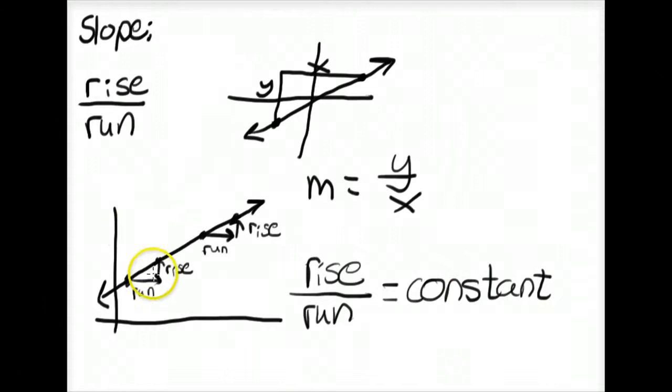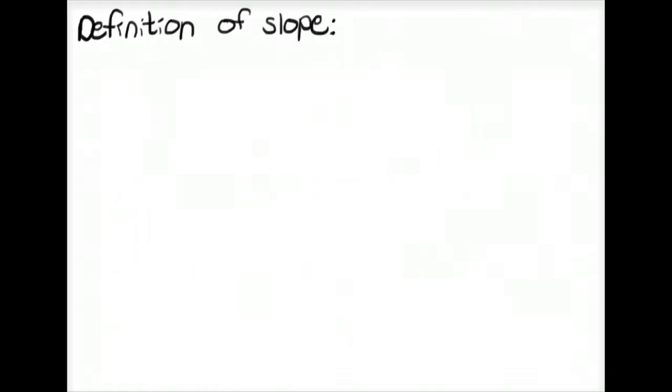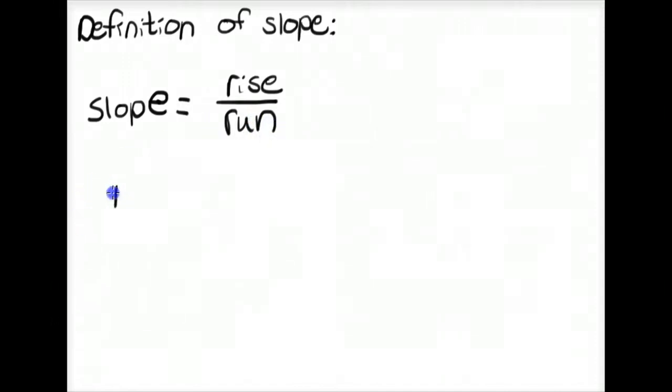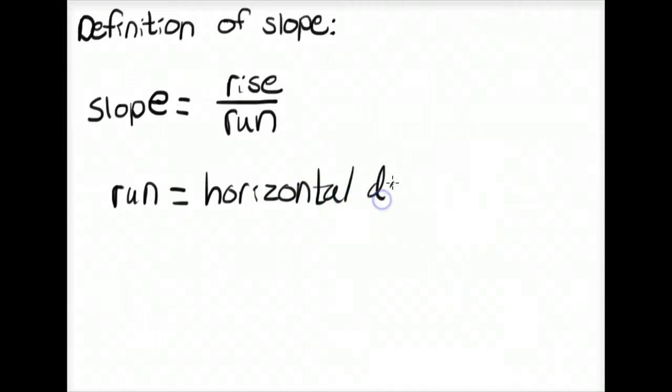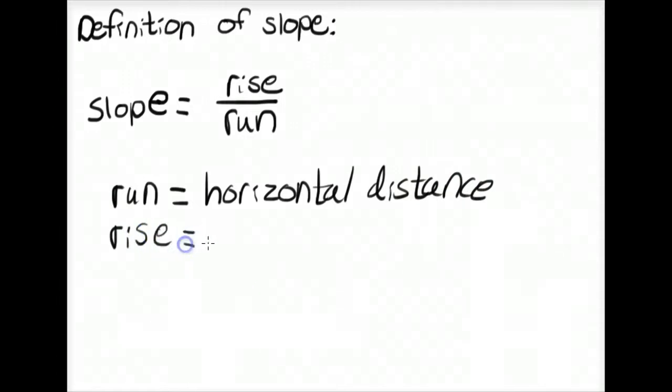The reason that they're similar triangles, remember, is because this is a right angle right here. And because this is a linear function, the angles right here are also going to be equal. For that reason, they're similar, and that makes the rise over run a constant. So this leads us to the definition of slope, which is that slope equals the ratio of rise over run, where the run is the horizontal distance between 2 points on a graph, and the rise is the vertical distance between 2 points on a graph.